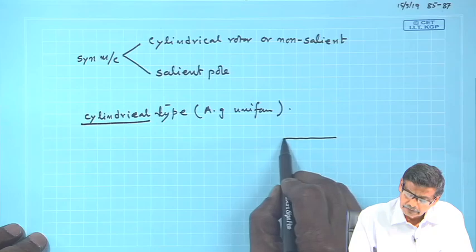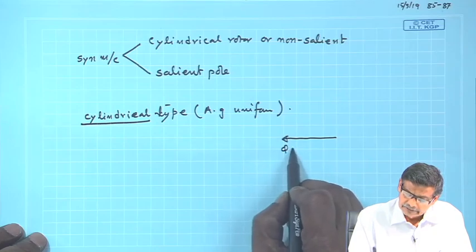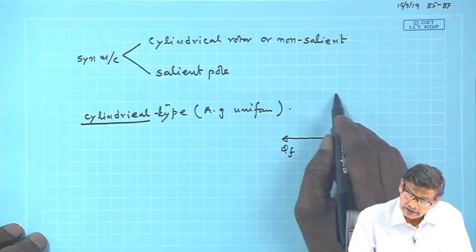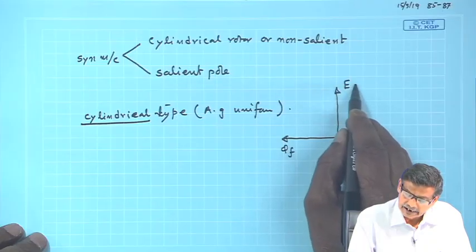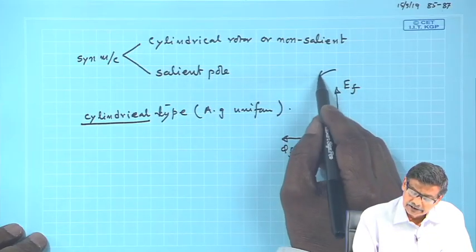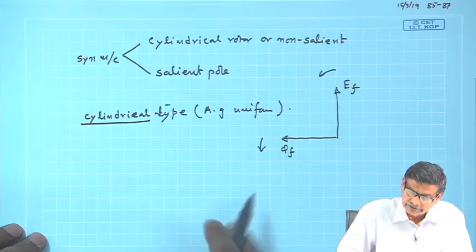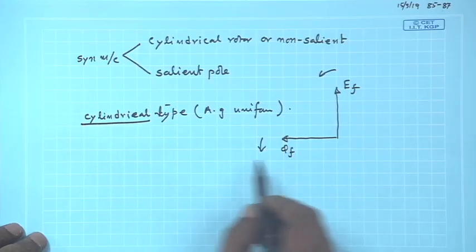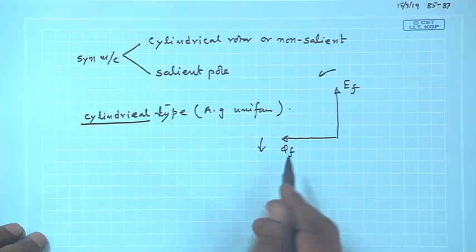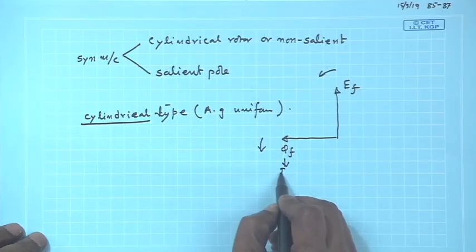If this is your phi f, then under no load condition this will be your E f, 90 degrees lagging. All are rotating with synchronous speed in this direction. How was this phi f obtained? Because phi f is decided by I f, the rotor field current.